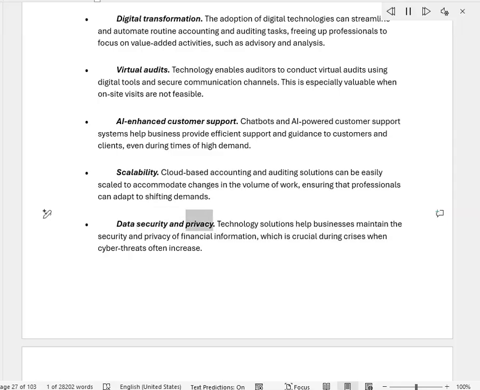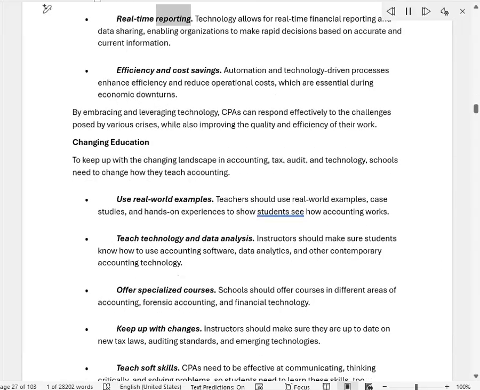Data security and privacy. Technology solutions help businesses maintain the security and privacy of financial information, which is crucial during crises when cyber threats often increase. Real-time reporting. Technology allows for real-time financial reporting and data sharing, enabling organizations to make rapid decisions based on accurate and current information. Efficiency and cost savings. Automation and technology-driven processes enhance efficiency and reduce operational costs, which are essential during economic downturns.